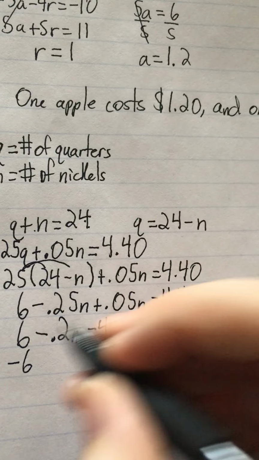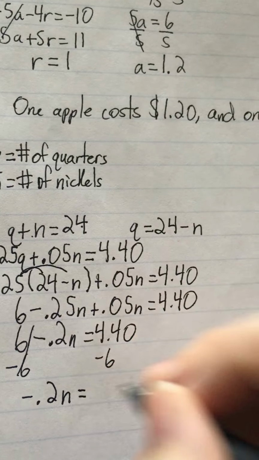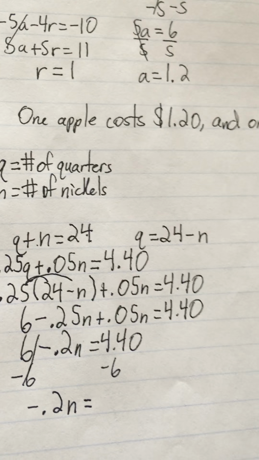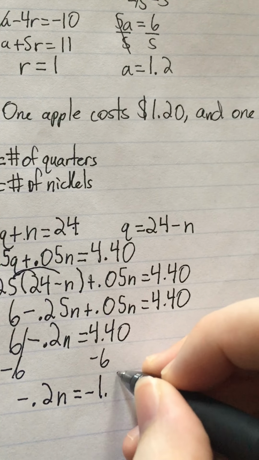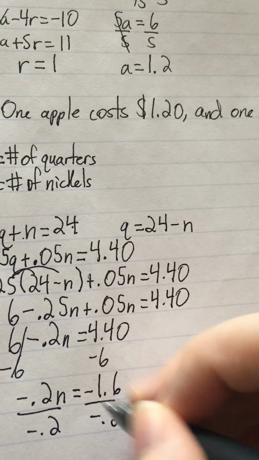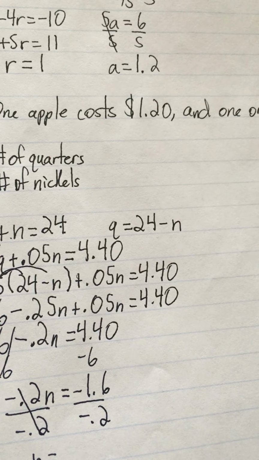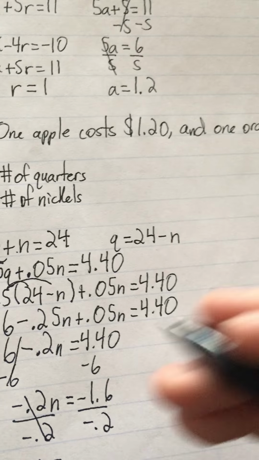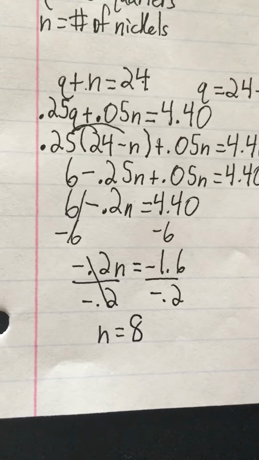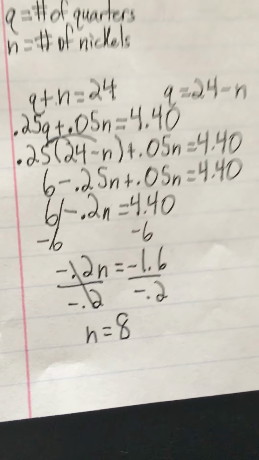I subtracted 6 on both sides, and I was left with negative 0.2n is equal to negative 1.6. I divided by negative 0.2 on both sides, and we get n is equal to 8. Sorry about that camera work. Still getting used to filming on my phone. But we're left with n is equal to 8.